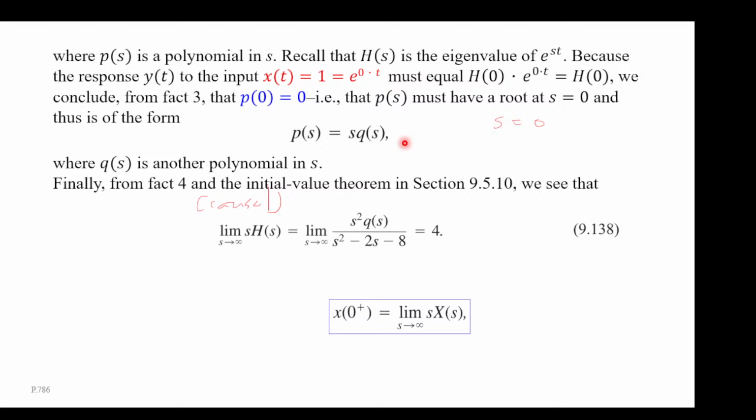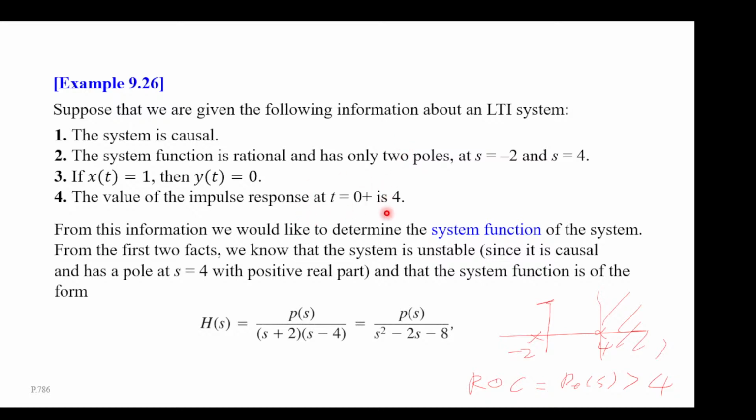Okay, and finally you have this weird t equal to 0 plus condition. At t equal to 0 plus the impulse response equals 4, and the impulse response h of t is the inverse Laplace transform of your system function. So this looks like the initial value of your h of t, and indeed it's h of t.